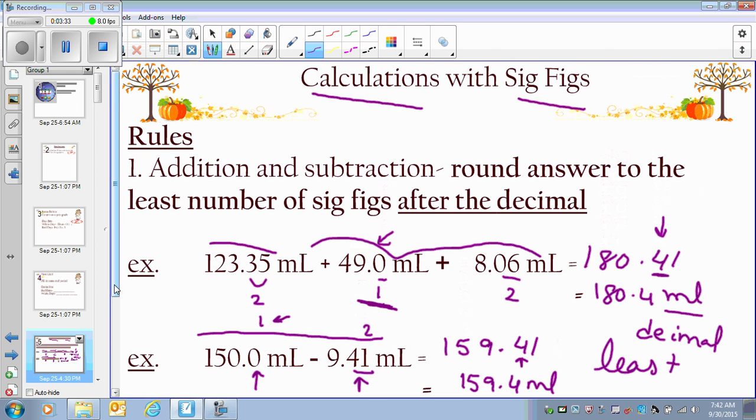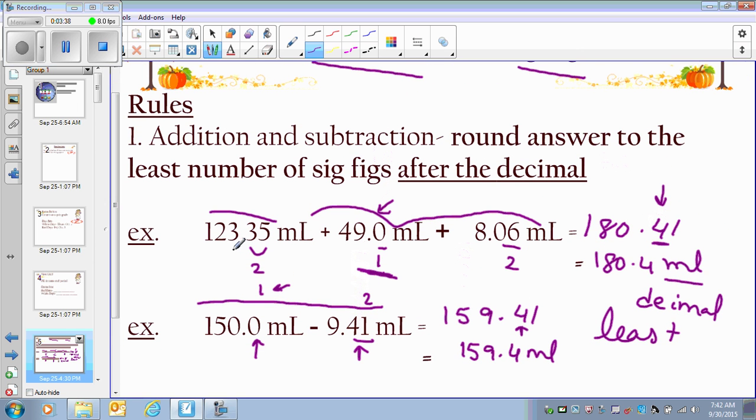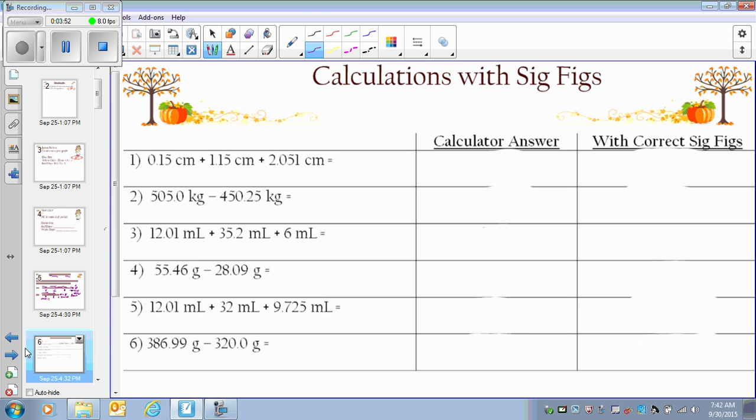Alright, so this is the rule that we are going to follow for addition or subtraction. We will count decimal spaces. It doesn't matter how many numbers you have before the decimal point. I can have 3, 4, 2, 5, 6. It doesn't matter how many numbers I have before. What matters is how many numbers I have after the decimal point. And then you go by the least number of decimal spaces. So this is addition or subtraction.